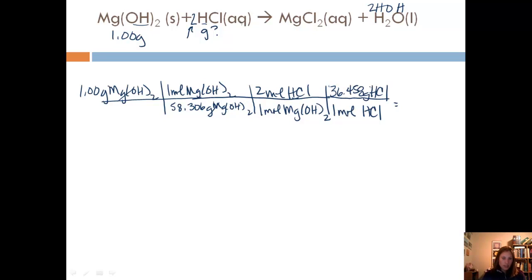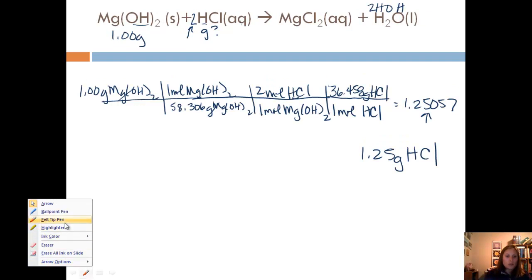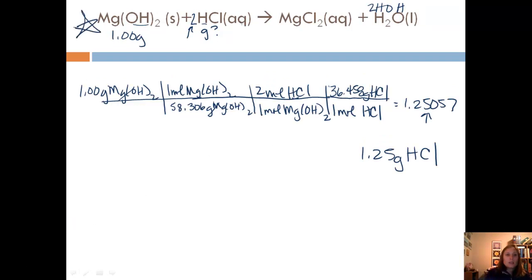So my 1 divided by 58.306. 2 is on top, so I'm going to multiply. 36 is on top, so times 36.458. And I get 1.25057, 3 significant figures. 1.25 grams of HCl is neutralized with the magnesium hydroxide. So now let's see. We had 0.434 with the sodium bicarbonate and 1.25 with the magnesium hydroxide. So this is what I would call, based on straight up same quantity, the more effective antacid.